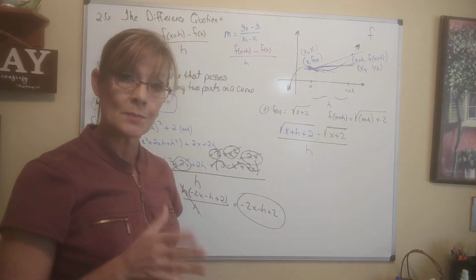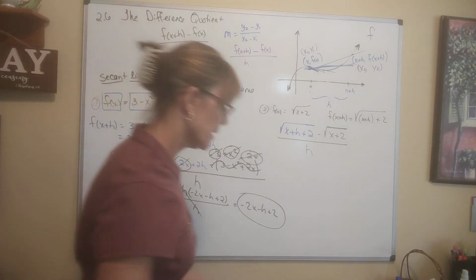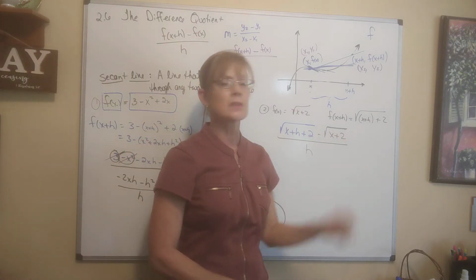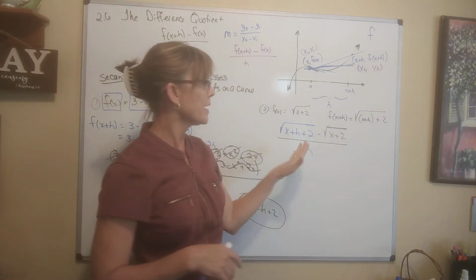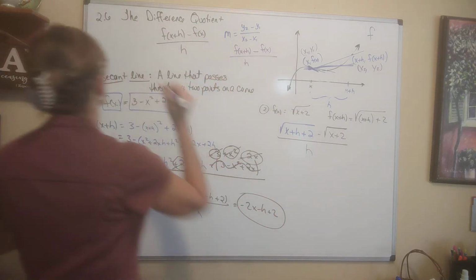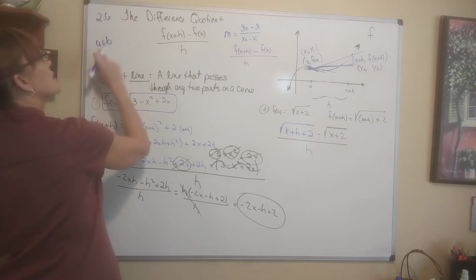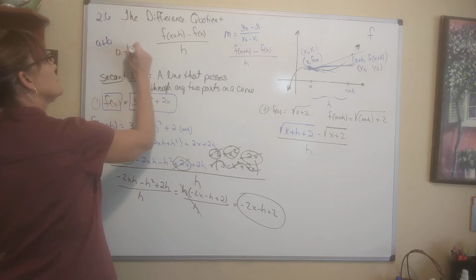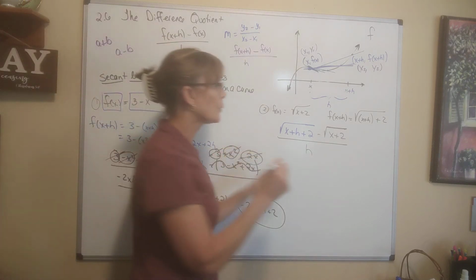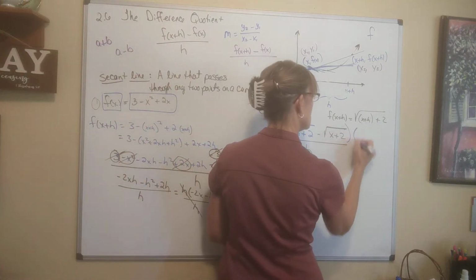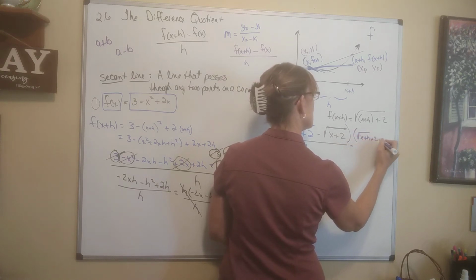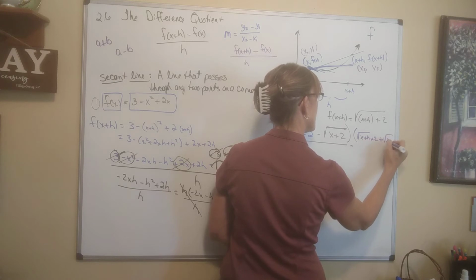Now, the next step is to simplify it. And to simplify it, this has two radicals in it. So what we have to use here is we have to multiply it by this guy's conjugate. So what is a conjugate? If you have a plus b, the conjugate of a plus b is a minus b. It's where you change the sign of the second term. So the conjugate of this numerator will be the square root of x plus h plus 2 plus the square root of x plus 2.